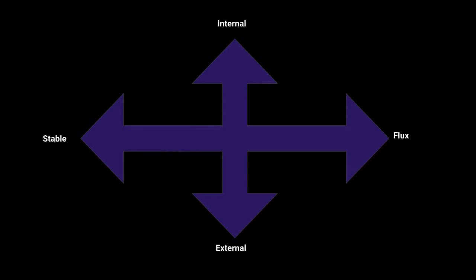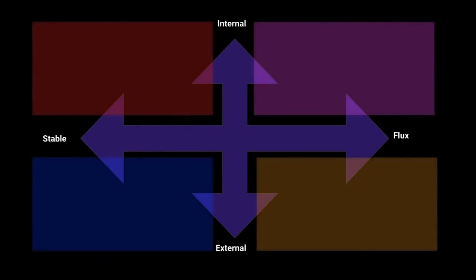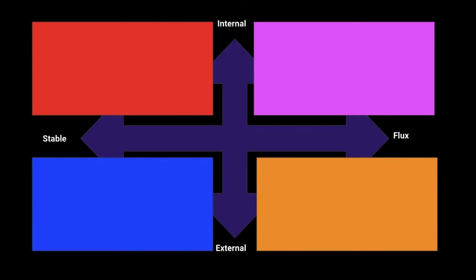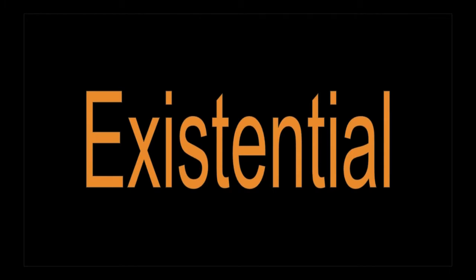And if you take our four cardinal aspects and align them to the arrows of a compass, then that makes four quadrants. And I have found four definitions of value that correlate with each of these four quadrants. Existential value is determined from existence.